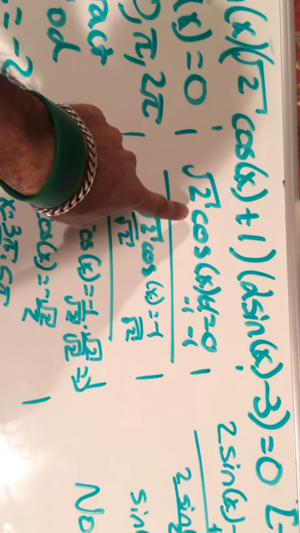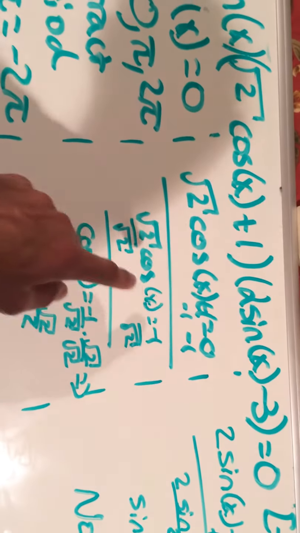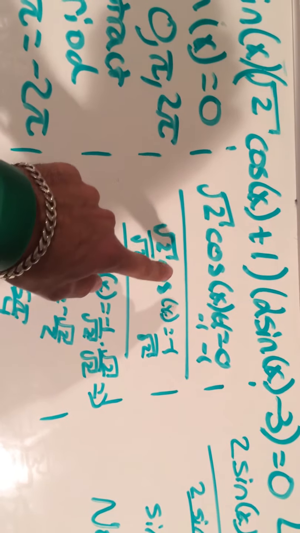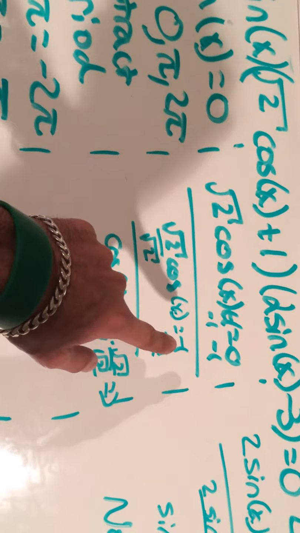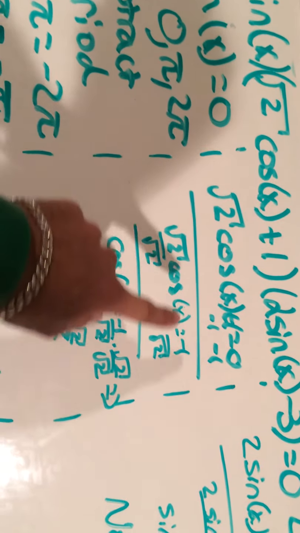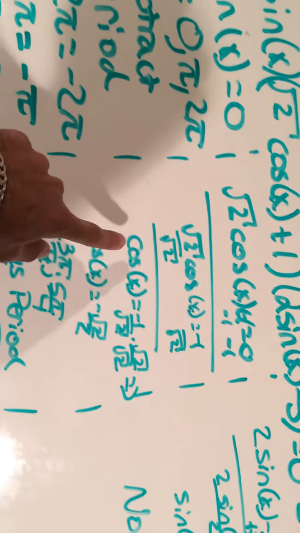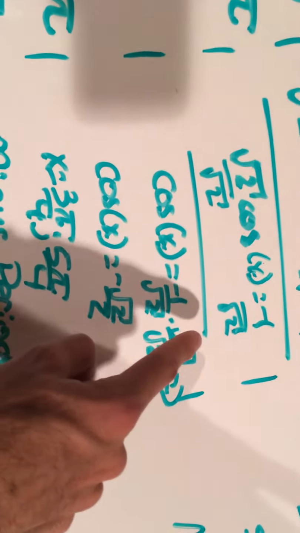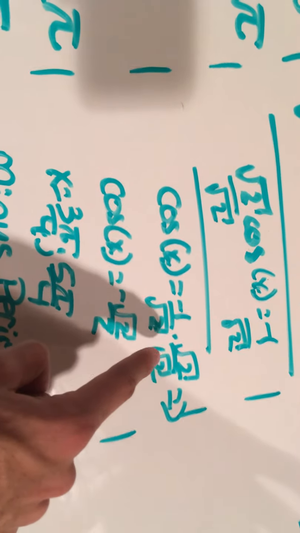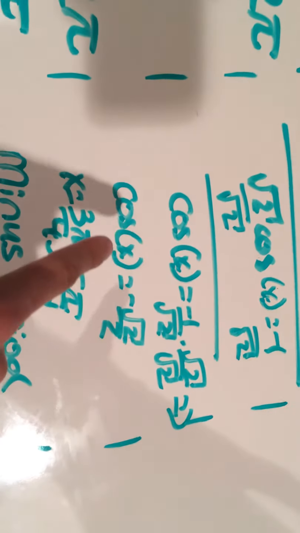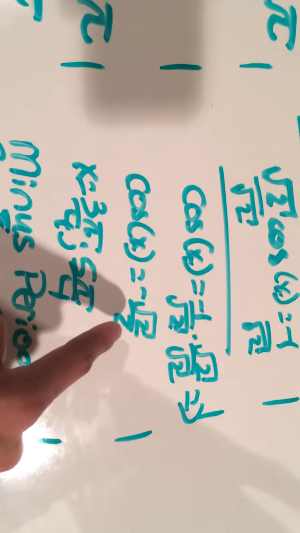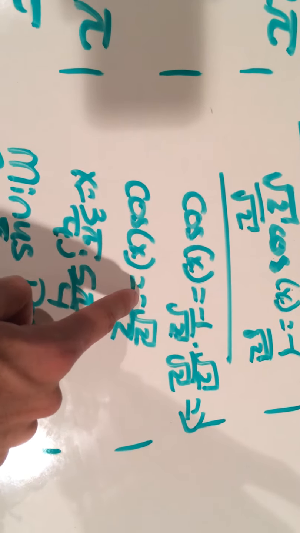Square root of 2 times cosine of x plus 1. First step, of course, is minus 1 on both sides. So I've got square root of 2 cosine of x equals negative 1. Divide both sides by root 2. So I've got cosine of x equals negative 1 divided by root 2. Now, I don't want the root 2 in the denominator, so I'm going to multiply by fancy 1, root 2 over root 2, which leaves me with, on the top, just root 2. On the bottom is 2. And I've got my negative sign still here.